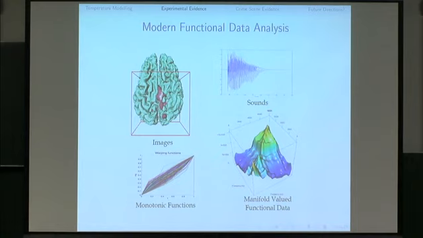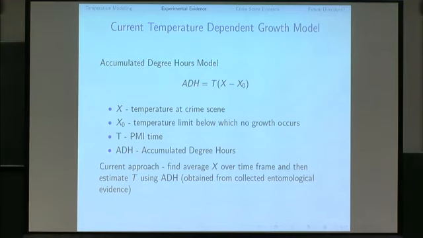But modern functional data analysis allows you to look at all these different types. So in actual fact, it could be useful in other situations as well. I think there are other situations where you have evidence that could be pictures, or particularly images, where this would naturally fit in the same kind of framework. But going back to our bugs, what is the model that is currently used?